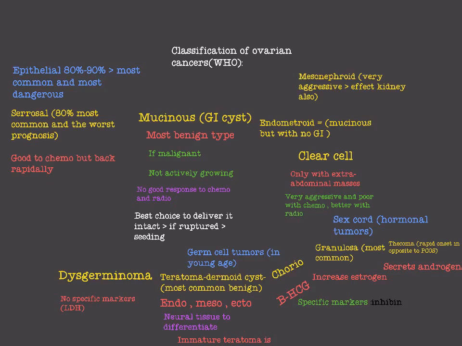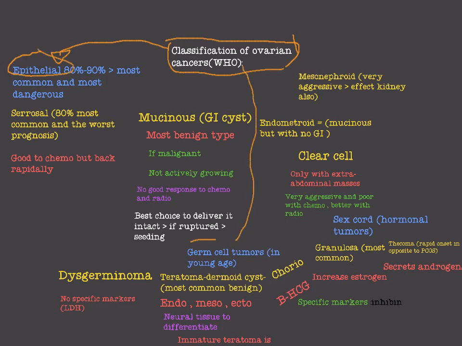Classification of ovarian cancer. There are three major subtypes of ovarian cancer, and each one of these subtypes has its own subtypes. We have the epithelial ovarian cancer, the germ cell tumors, and the sex cord or hormonal tumors.